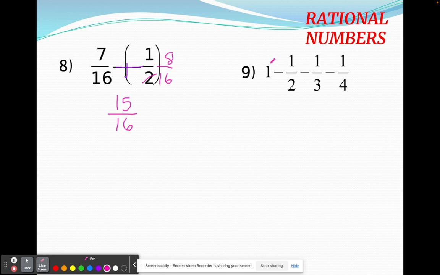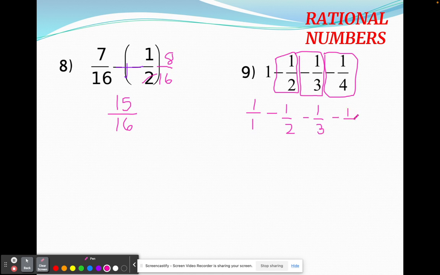Okay, now I have a whole bunch of things. I have 1. I have a negative 1/2. I have negative 1/3. And negative 1/4. What could I use for a common denominator? Well, I think of 12. 1 over 1. 1 over 2. 1 over 3. And 1 over 4.